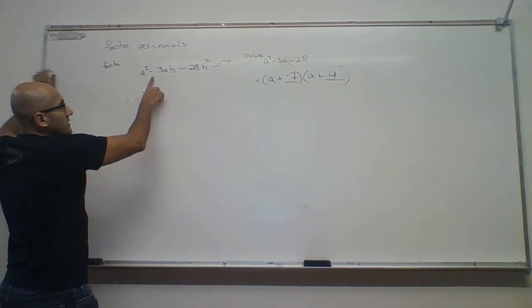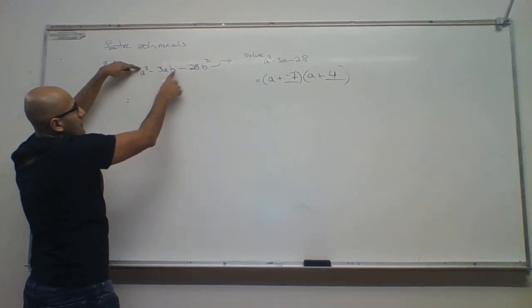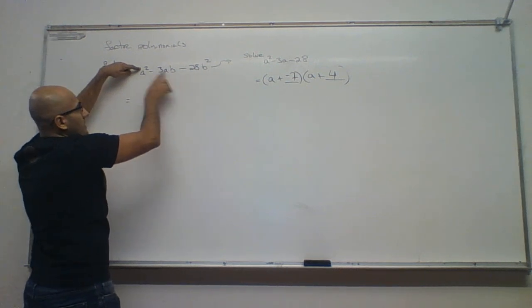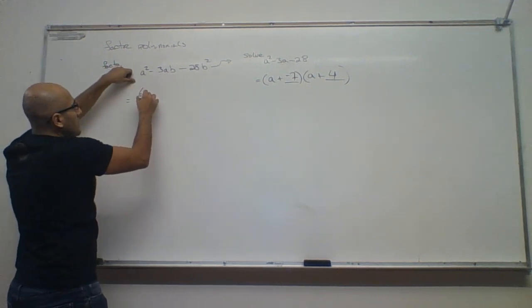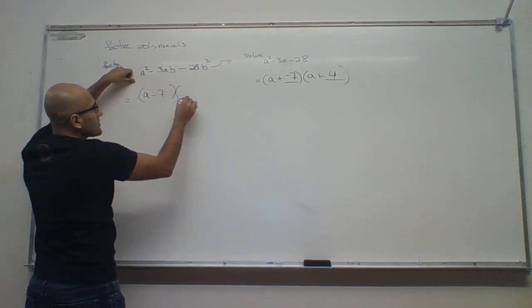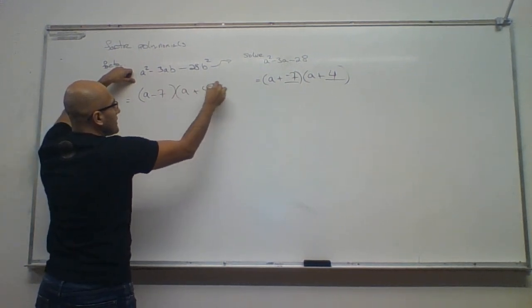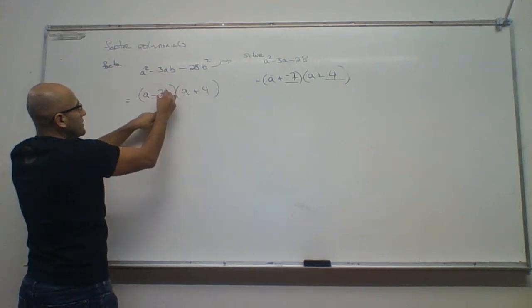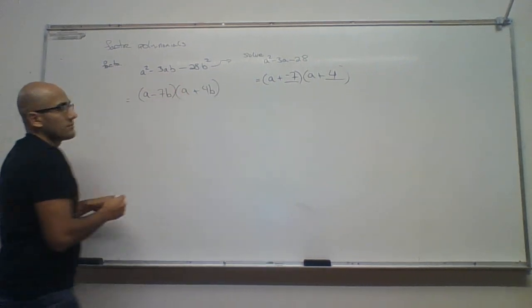So just in cases like this, A squared, A, no A, B squared, B, no B, just in these cases, this is what we're going to do. We're going to write down our answer from that one. Who's this? A minus 7 times A plus 4, like this. And then all we're going to do is insert a B right there. And it works.